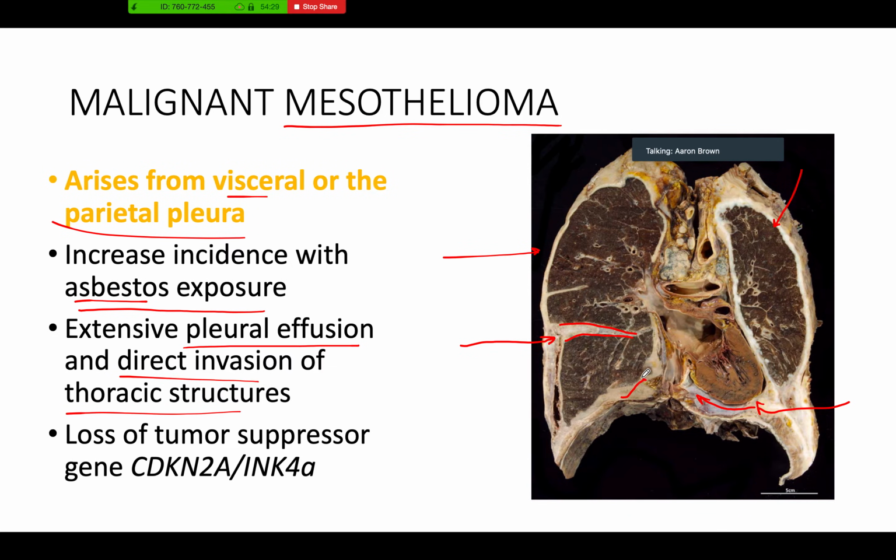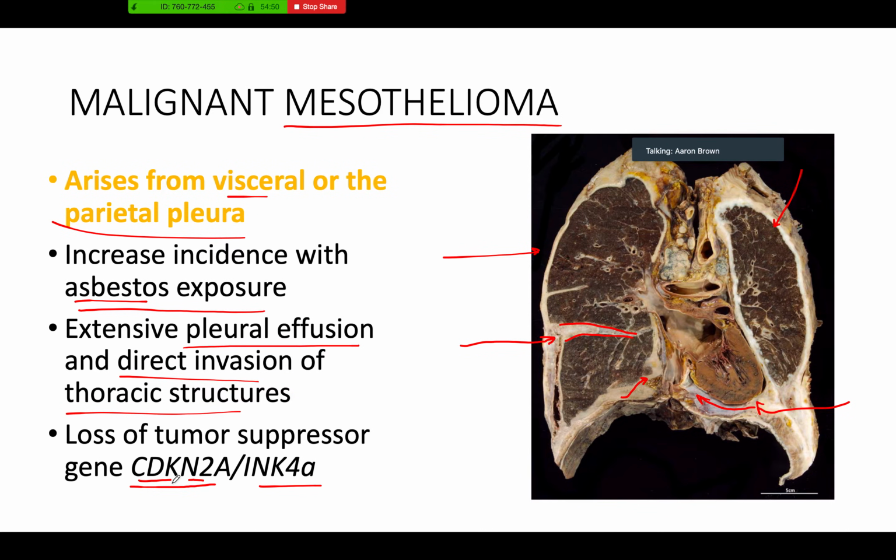Maybe here we can see some invasion of other thoracic structures. Not good, okay? This is a very invasive, locally invasive tumor. And so the particular mutation that we look for is a loss of a tumor suppressor gene. That's our CDKN2A and our INK4A.